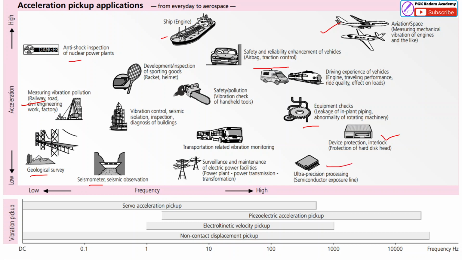Here the frequency is high, and here the frequency is low, and here the acceleration is very high, and here the acceleration is very low. So we can see here the piezoelectric acceleration pickup we can use for the high frequency. This is the zone for the piezoelectric acceleration pickup. So these are the four types of pickup: displacement, velocity, servo, and piezoelectric pickup. So friends, this is the detailed acceleration pickup and its application.